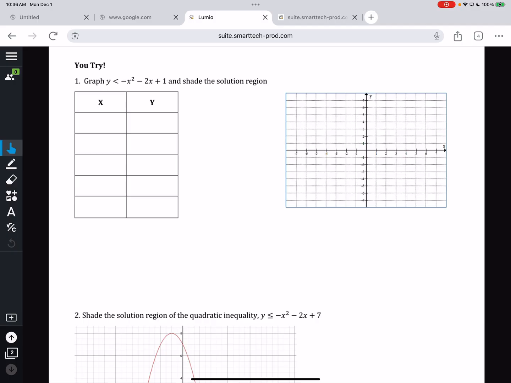It's okay. So you should have gotten as your vertex negative 1, 2. Was it happy or sad? Or angry? Sorry, it was angry or sad. And if you'll notice, it crossed the y-axis at 1, and that's what our C is. So we know we're hopefully on the right track.